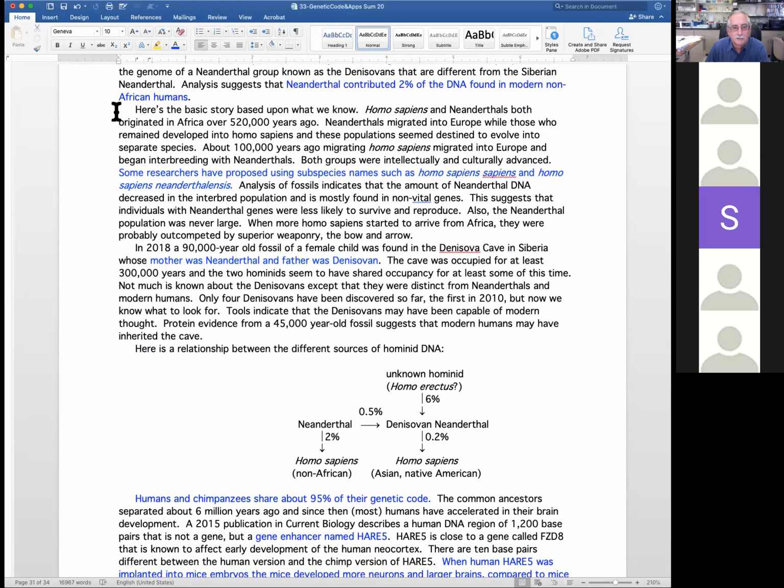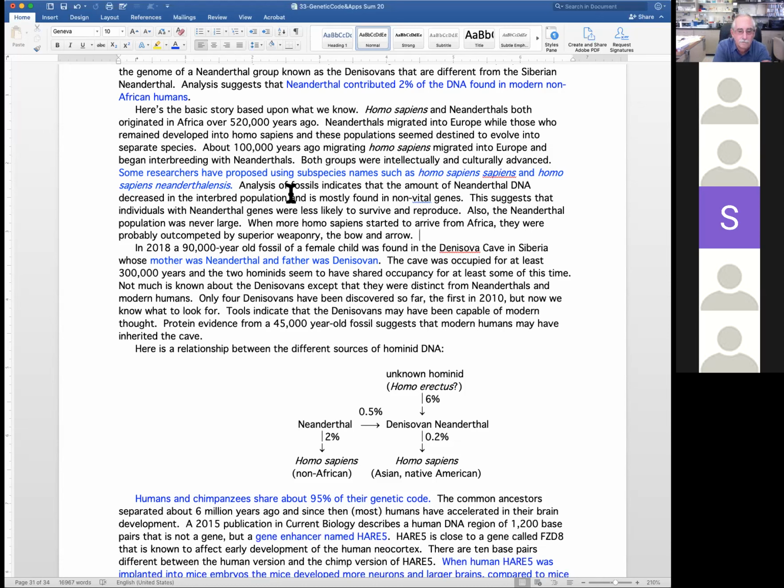So here's the basic story that we know so far. Homo sapiens and Neanderthals both originated in Africa about 500,000 years ago. The Neanderthals migrated to Europe, while the ones that remained developed into Homo sapiens. These populations were destined to turn into separate species. Then about 100,000 years ago, migrating Homo sapiens went into Europe from Africa and began interbreeding with the Neanderthals.